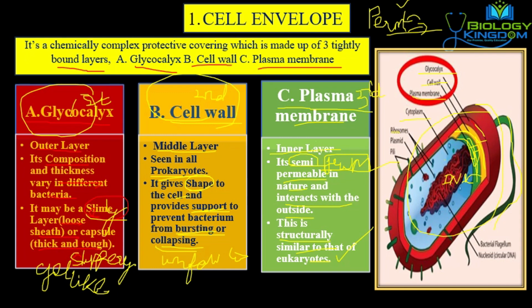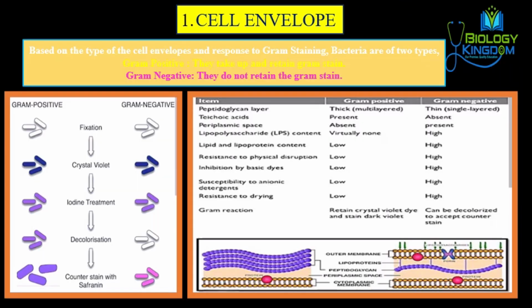Now moving on to the next part of the cell envelope. Why is this semi-permeability found? Basically, based on the type of cell envelope and its response to Gram staining, we generally perform an experiment called Gram staining, in order to find out whether the bacteria is Gram positive or Gram negative. So this is the Gram staining experiment.